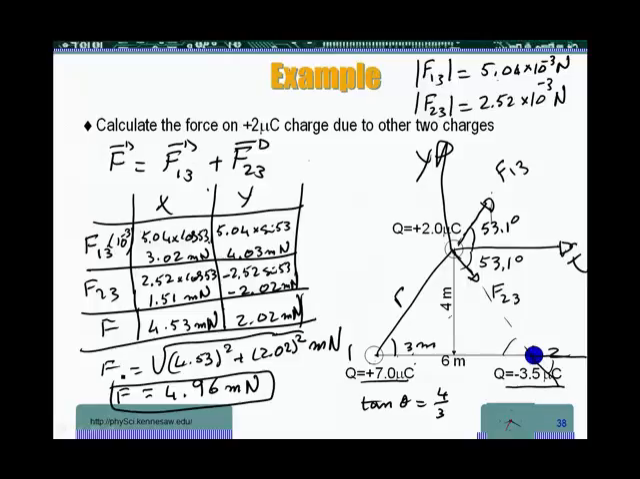Now to find the direction, I do the inverse tangent. So my angle is going to be tangent minus 1 of the y over the x. So it's going to be 2.02 over 4.53. That gives us a theta of 24 degrees. Okay, that's our answer for this question.